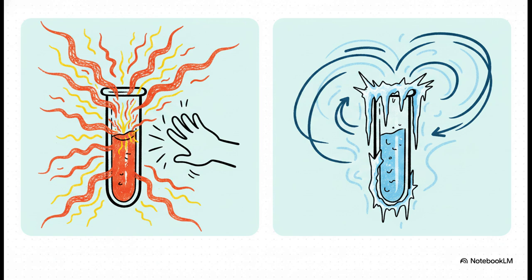Now contrast that with endothermic reactions. These absorb thermal energy. The test tube actually gets cold. The system is incredibly greedy here. The energy required to break those initial bonds is overwhelmingly greater than what gets released later on. So it literally steals heat from the surroundings to make up the difference. It gains energy, resulting in a positive enthalpy change, or plus delta H.